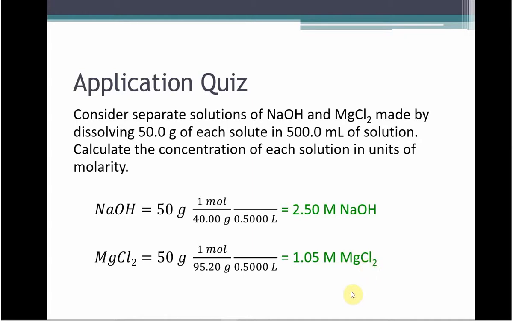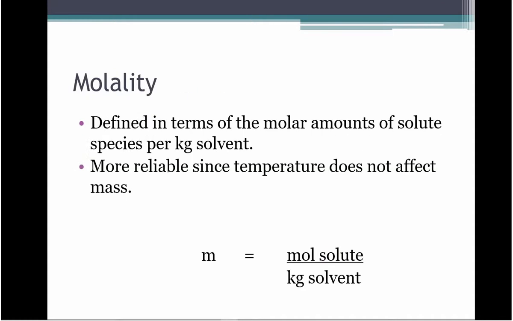Hopefully that was a review from 111. I know I went kind of fast, but you should have seen it then, and it should be okay. Now, I just said that molarity is not very good. A better unit is molality, and that is because molality is not temperature dependent. It is all based on mass. So here this is the moles of solute dissolved in a kilogram of solvent, not solution, solvent.